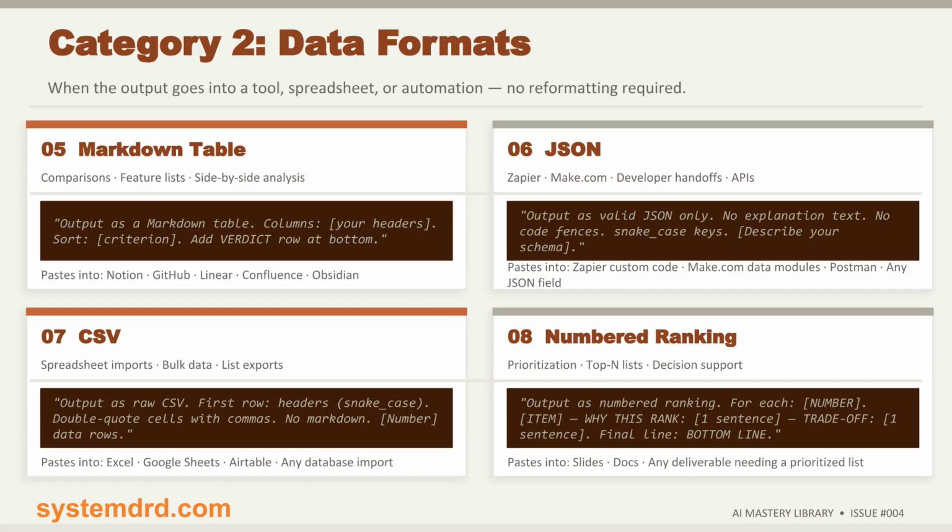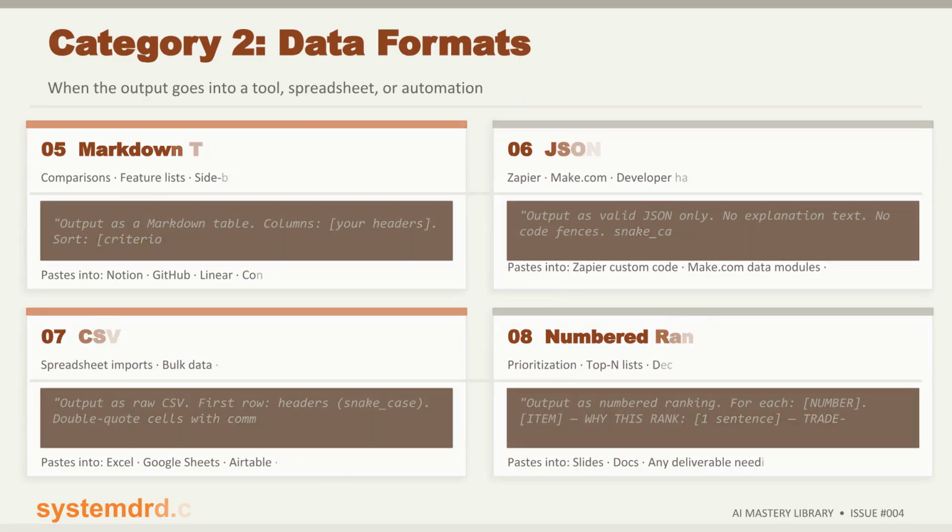Format 8, numbered ranking. The key fields are why this rank and trade-off, one sentence each per item. Those fields force the AI to show its reasoning, not just its conclusion. The bottom line field at the end makes the recommendation explicit and quotable.